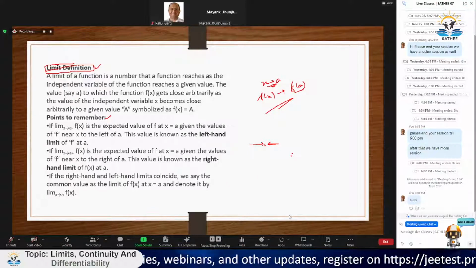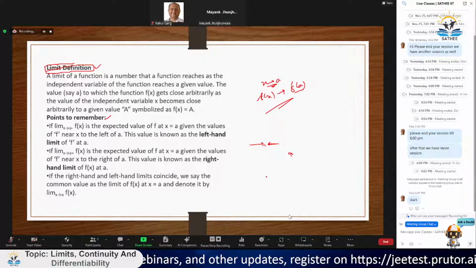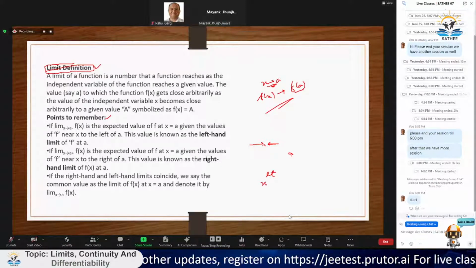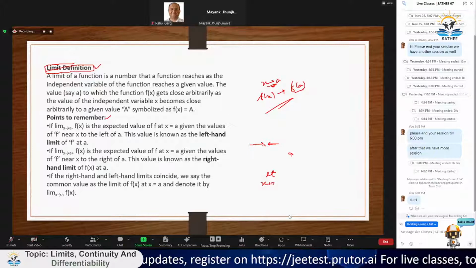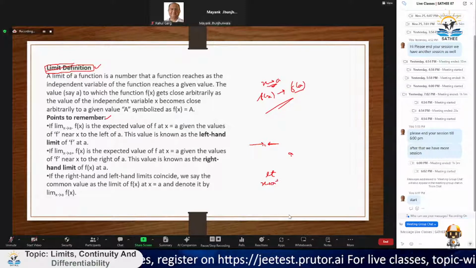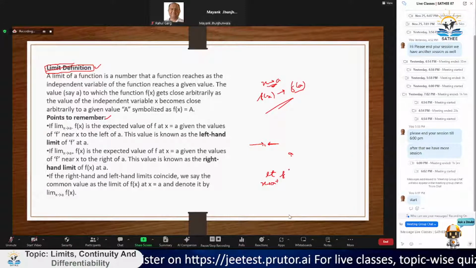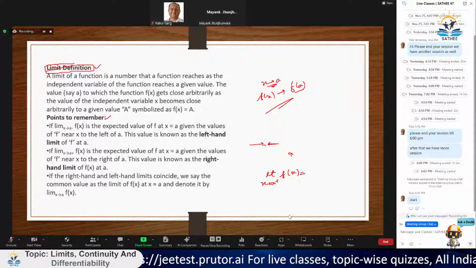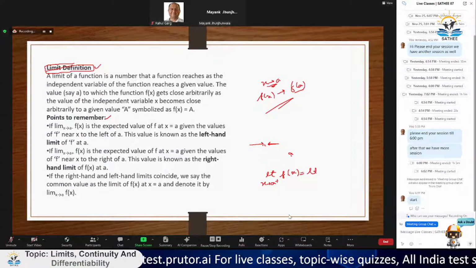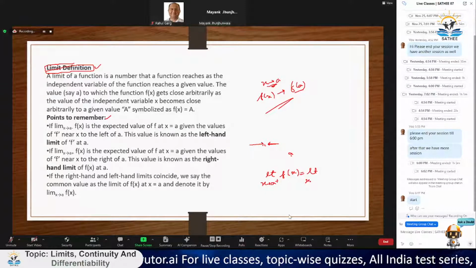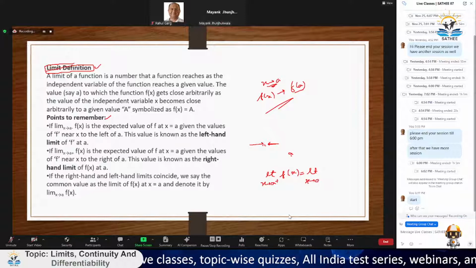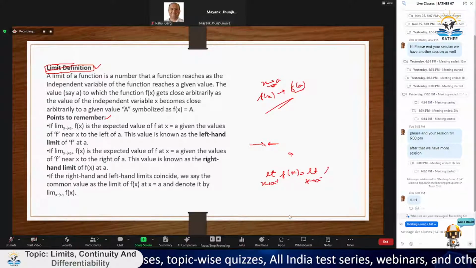Which means let's say you want to define the limit at some point A. So what you will say is that the limit of x tending to A plus of f(x) should be equal to the limit of x tending to A minus of f(x).